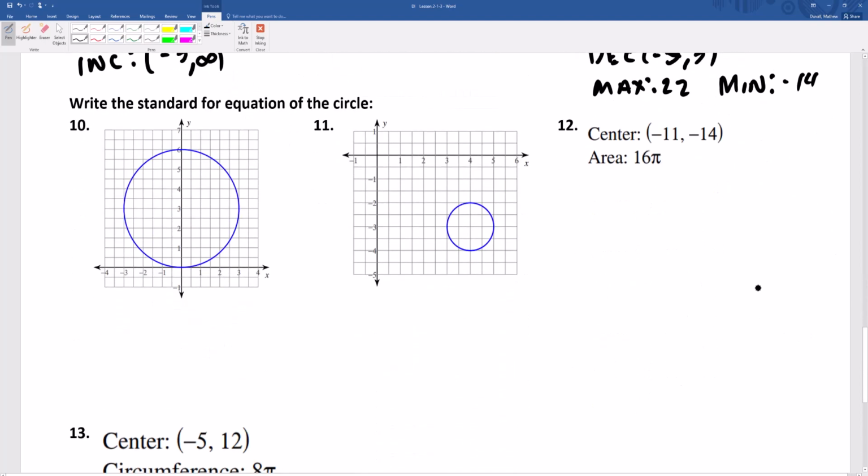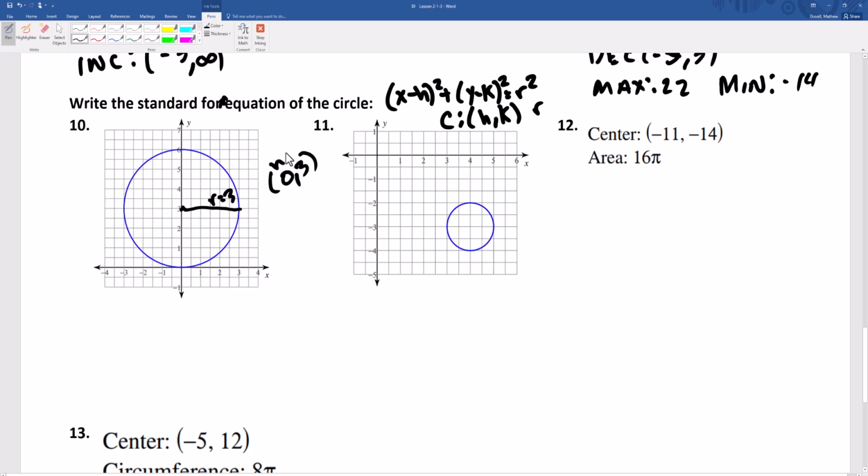So it says write the standard form equation. Oh, there should be an M there. Write the standard form equation of the circle. So remember, that's going to be x minus h squared plus y minus k squared equals r squared. So I need to know my center, which is h, k, and then I need to know my radius. So it looks like the center is here, and so my radius is going to be 3, and my center is going to be 0, 3.